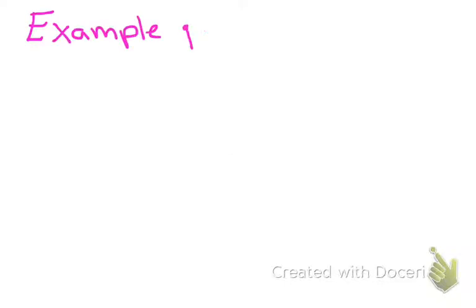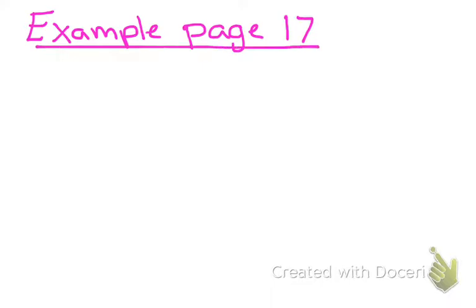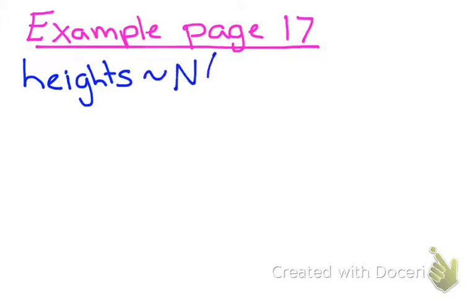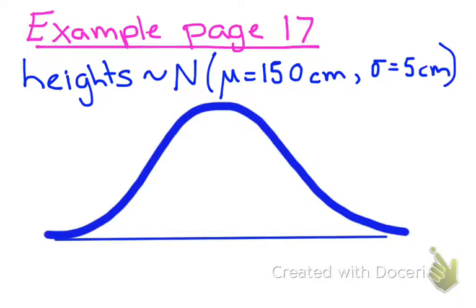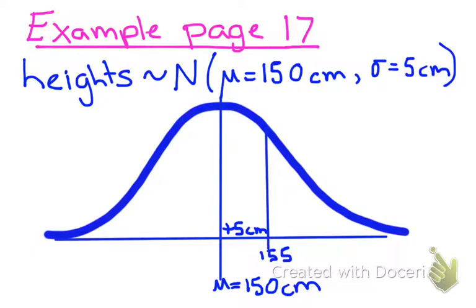Let's have a look at an example, see what this actually looks like. Okay, so this is an example on page 17 now. They've got some data about heights, and they tell us that the heights are normally distributed with a mean of 150 centimetres and a standard deviation of 5 centimetres. So I've got my normal distribution drawn up there, and I'm going to add some values onto that. Put the mean in the middle at 150 centimetres. If I add 1 standard deviation above the mean, that's 150 plus the standard deviation of 5, which takes me up to 155 centimetres.